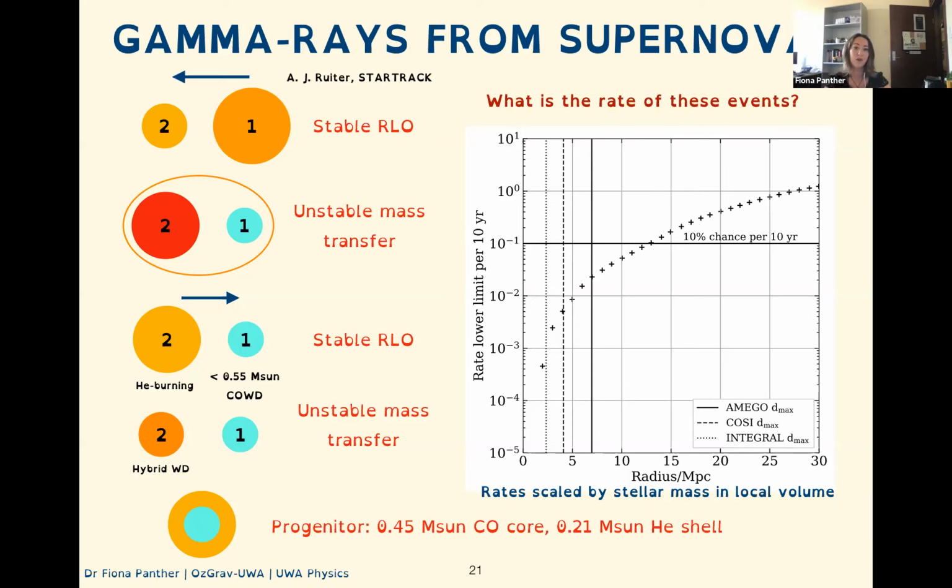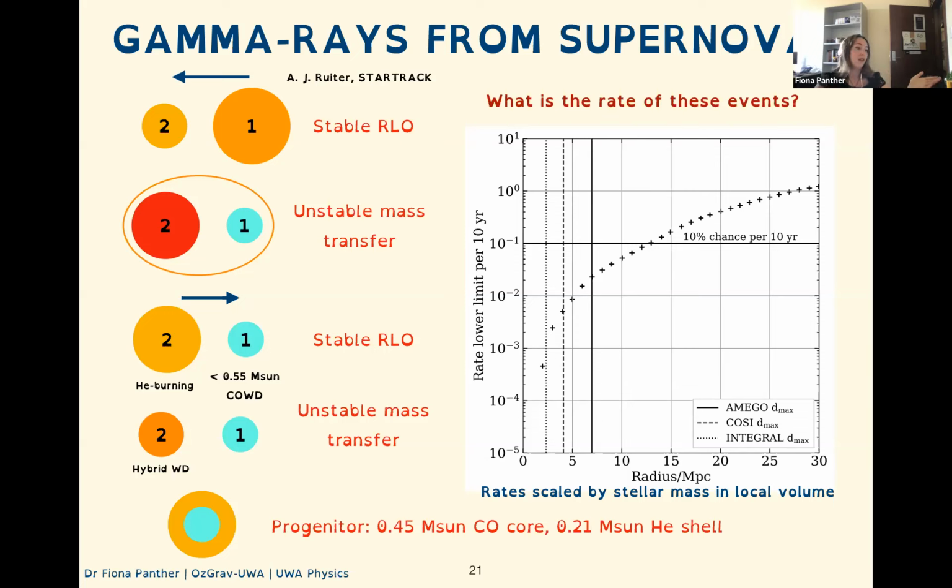So Ashley was the one who did this modeling. Basically she looked for all progenitor channels where you were left with a carbon-oxygen white dwarf with a mass of less than 0.55 solar masses. And the main progenitor that went into the model that was exploded for this study was something with a core mass of 0.45 solar masses in the CO core and a very thick helium shell. You've got 0.21 solar masses of helium. And so what we found is that the horizontal line there is showing where you've got a 10% chance of observing these per 10-year mission.